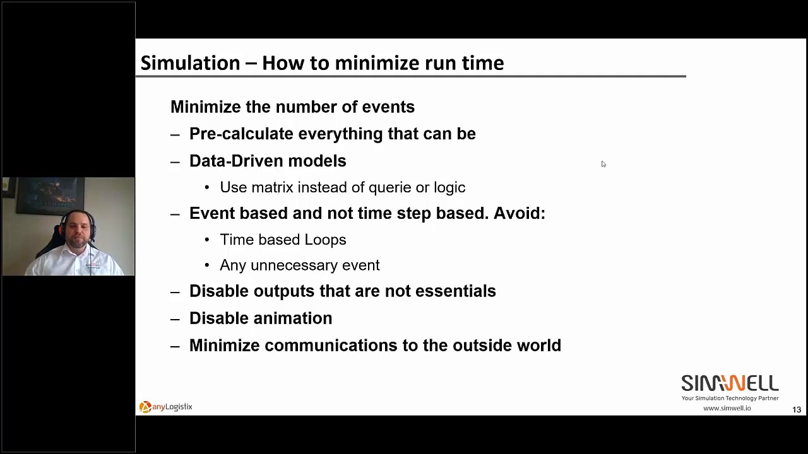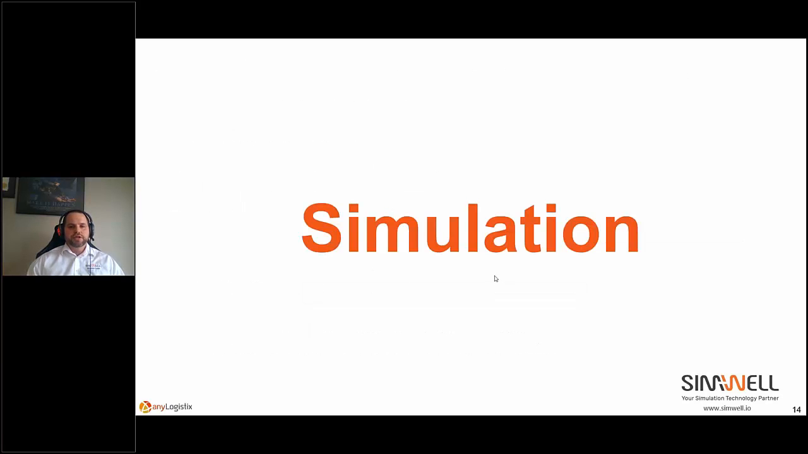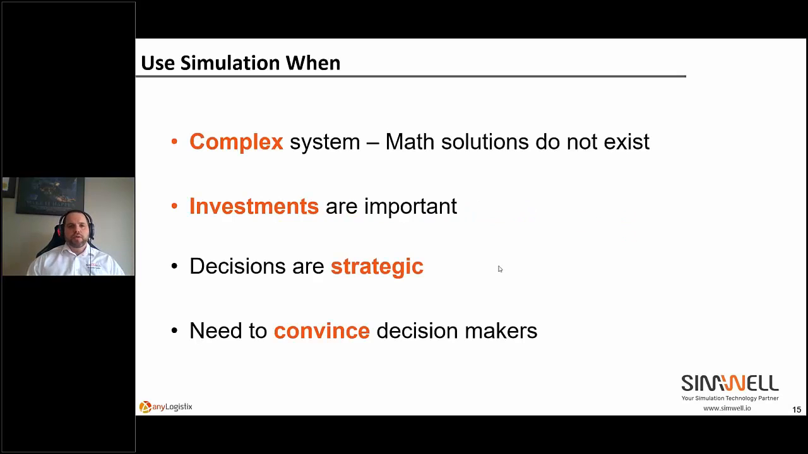We'll move back up a bit and go back to talking business. That being said, the conclusion here is always the same: always build the simplest model to answer a specific question, and that's how you're going to have fast models. So that was the first of the key 3 points to consider, what will make or break your supply chain project. The second one is simulation.